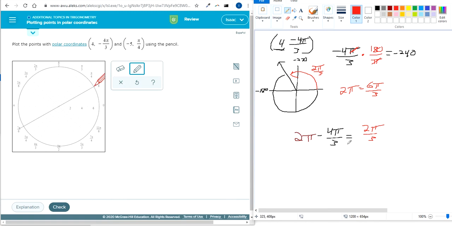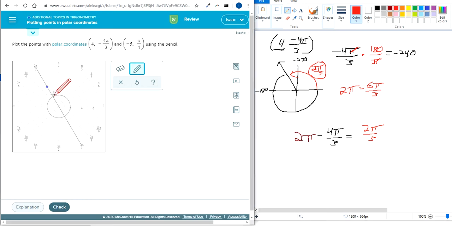Okay, you can always message me too if you're not sure where I got 2 pi over 3 from. That's critical because now we know where to put our dot. It's somewhere on 2 pi over 3, and we have to be 4 away from the center because that's what this first number is. So here's 1 away from the center, here's 2, 3, there's 4 dots, there's 4 units away from the center of the circle. So 4 comma negative 4 pi over 3 is this dot right here.